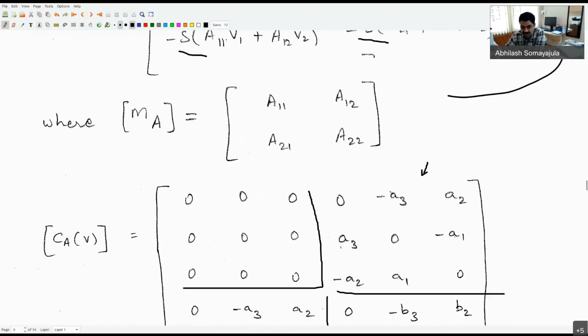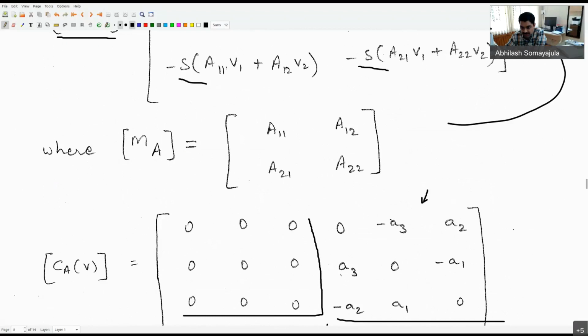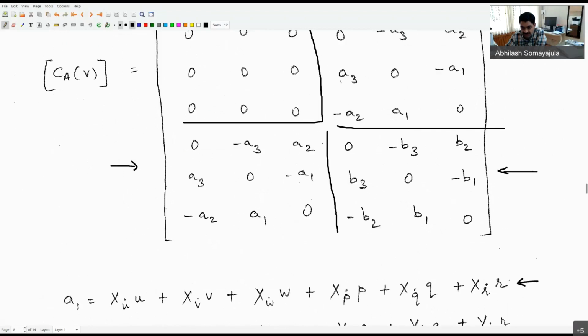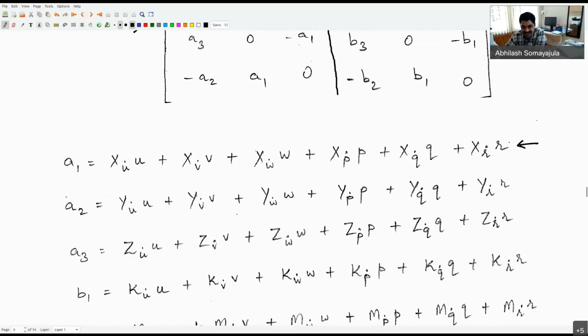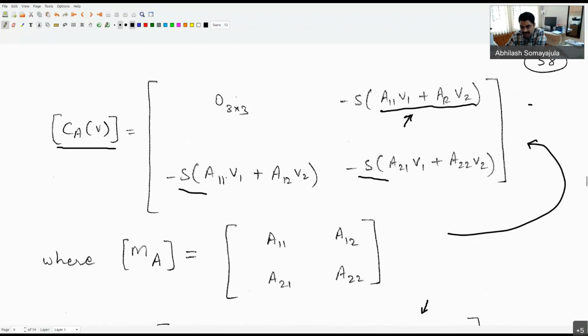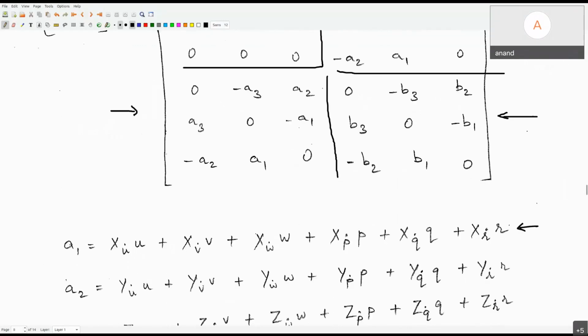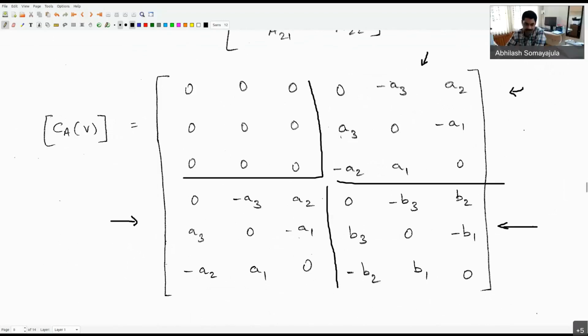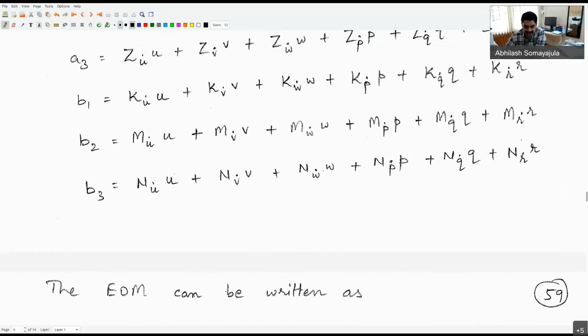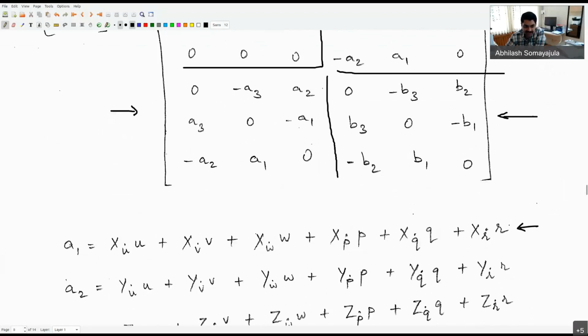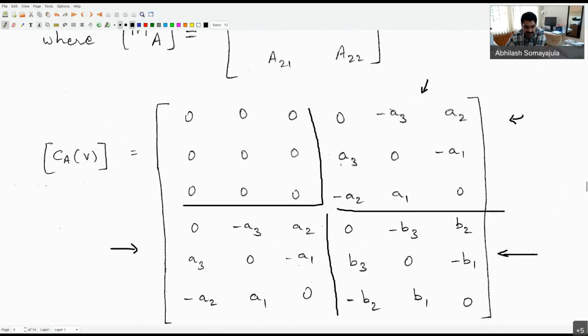So you're able to appreciate that this expression, which we have with such long expressions for each of the terms, is nothing but representing the same thing as here. Okay, excellent. So that tells us how to construct the so-called Coriolis matrices for the added mass.